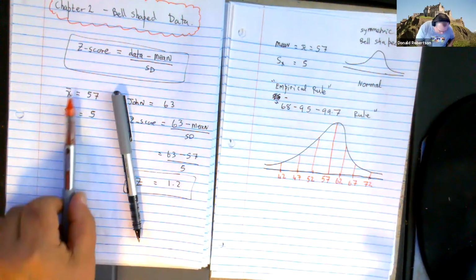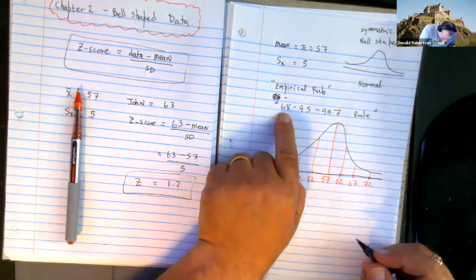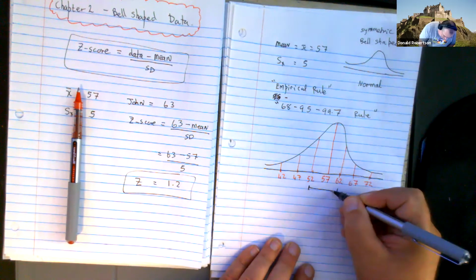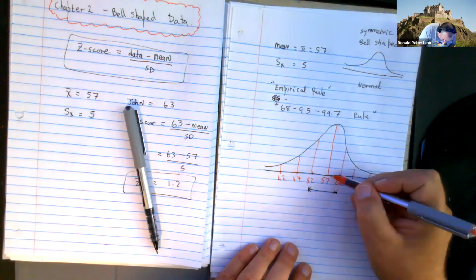And what this rule does is it says 1 standard deviation away from the mean. So that's from here to here. So anybody who got a score from 52 to 62. That's all these people here.